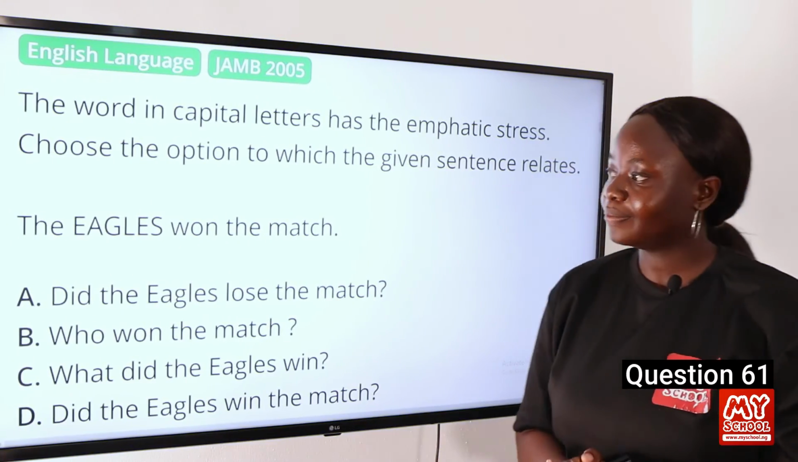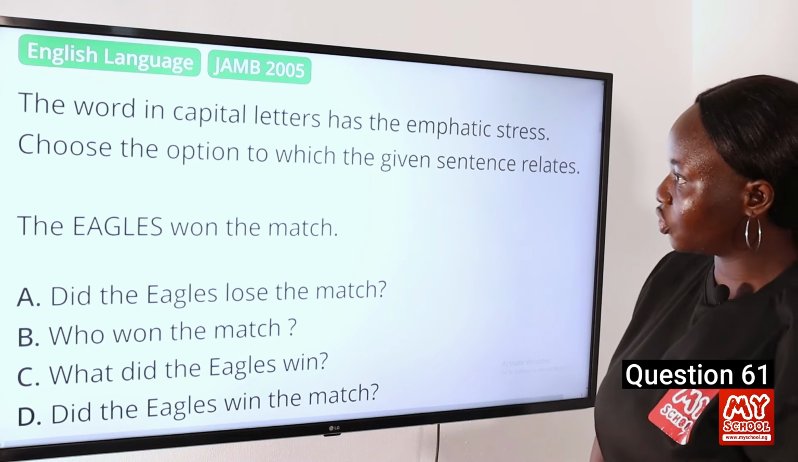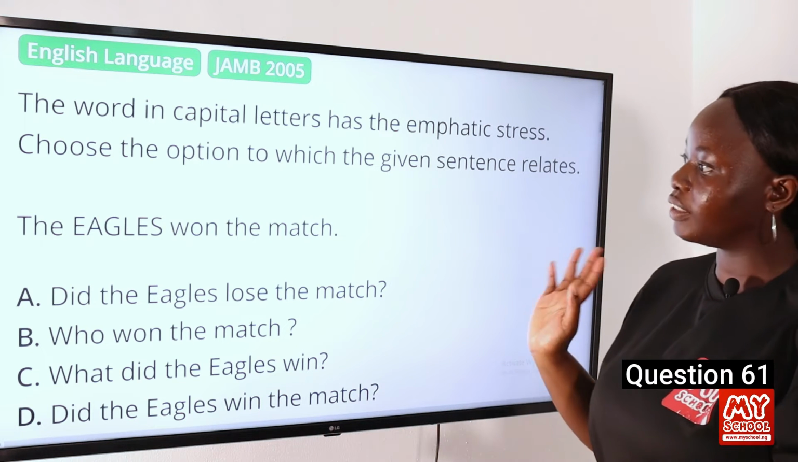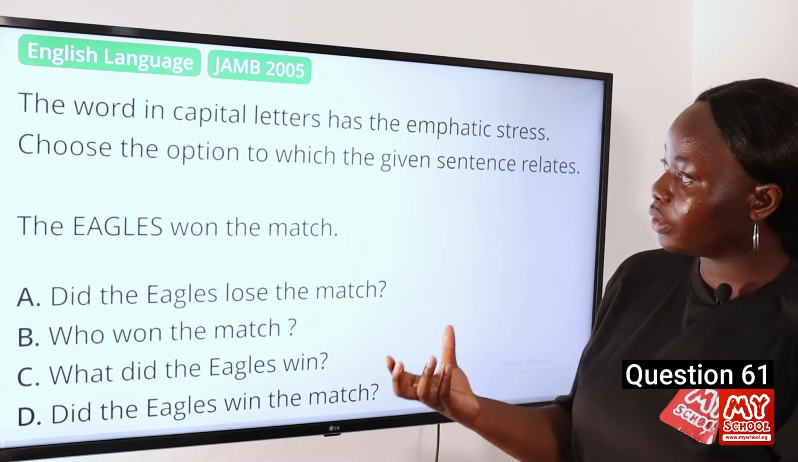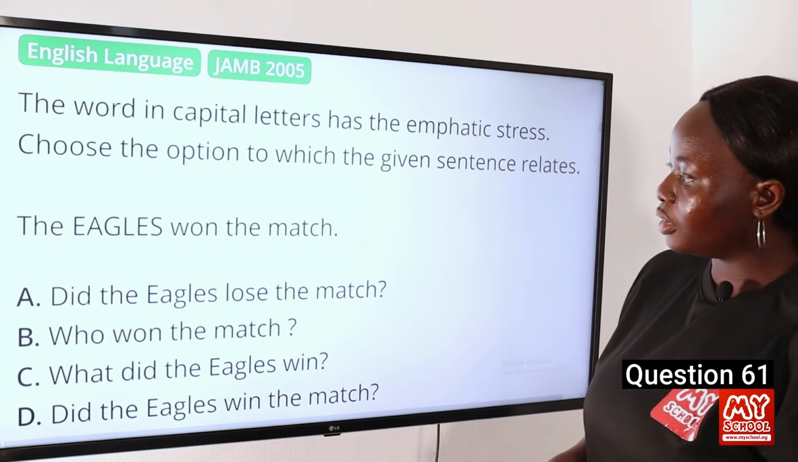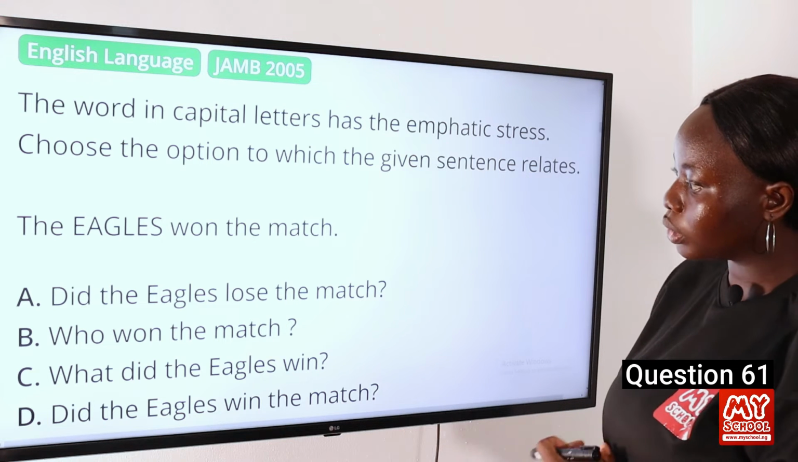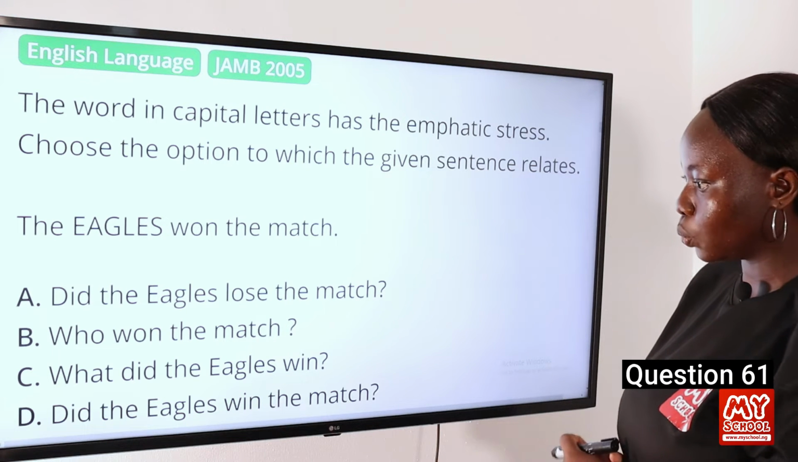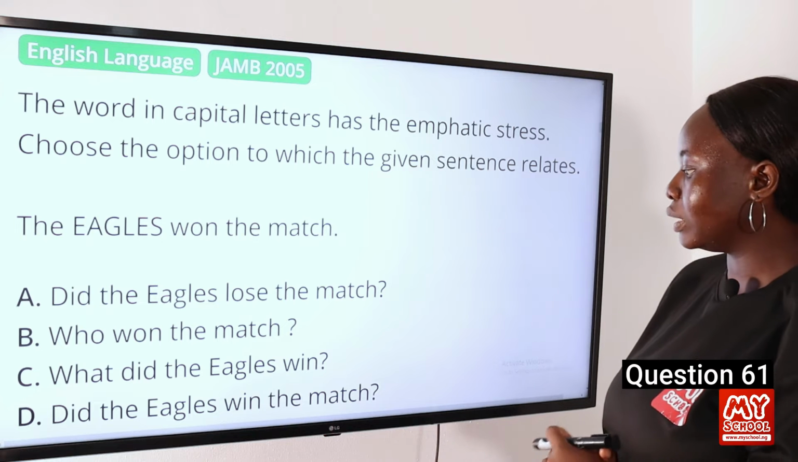Question 61. So this is another question on emphatic stress. We have to choose the option to which the given sentence relates. The Eagles won the match. A, did the Eagles lose the match? B, who won the match? C, what did the Eagles win? And D, did the Eagles win the match?